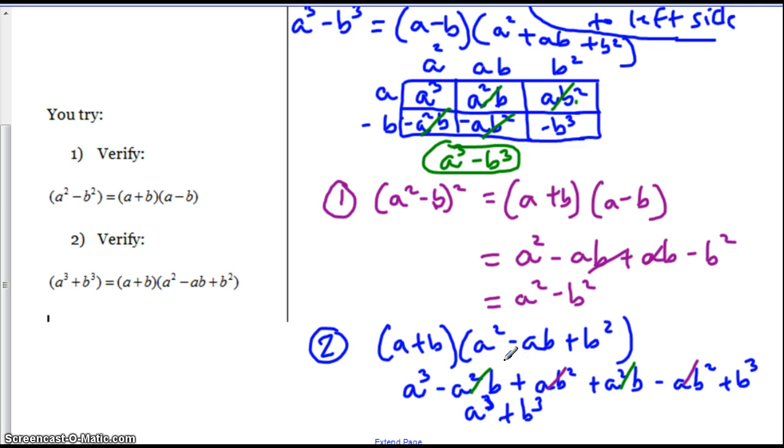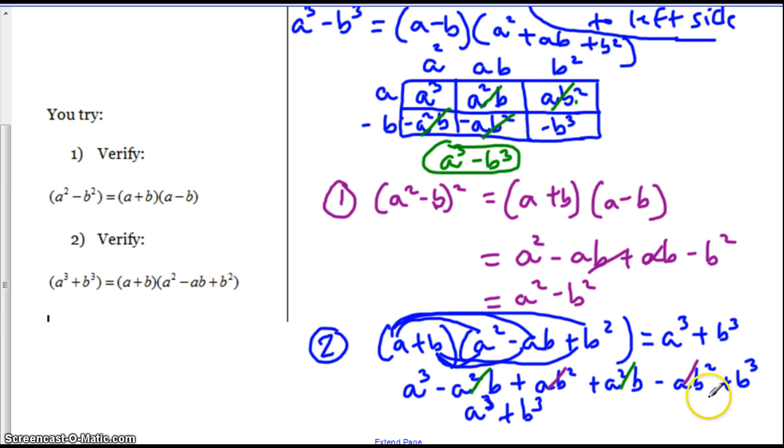Then number 2, to verify the sum of cubes formula, we can show that a plus b times a squared minus ab plus b squared is equal to a cubed plus b cubed. This time I showed the distributive property. If you prefer that method, you distribute the a and multiply a by all 3. That's my first 3 terms. And then the b to all 3. That's my last 3 terms. And then combine like terms. So we verified both number 1 and 2.